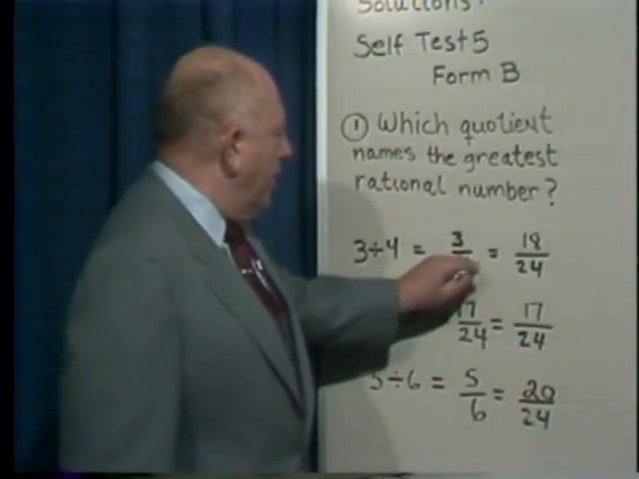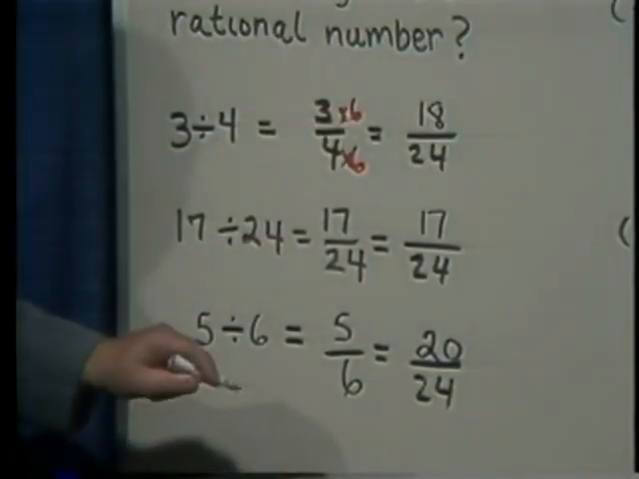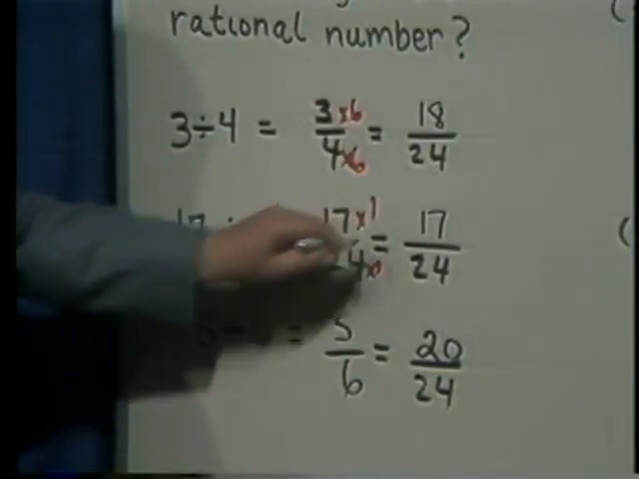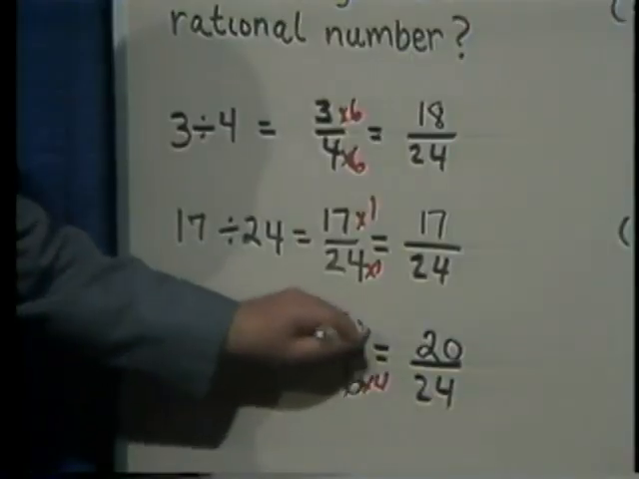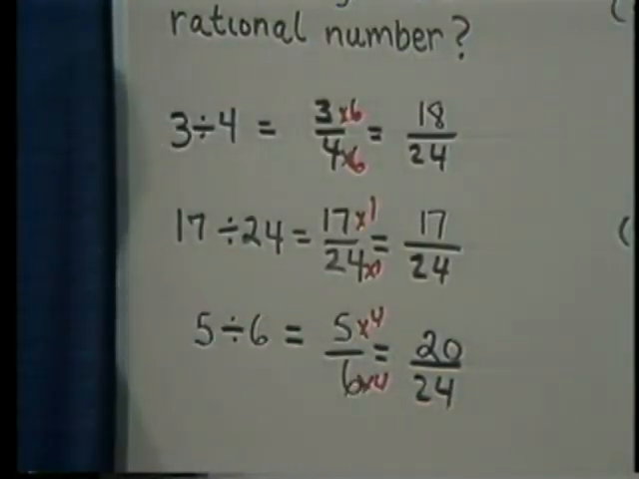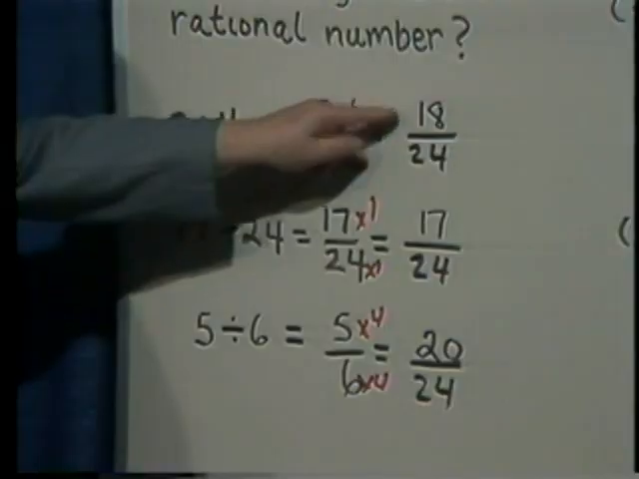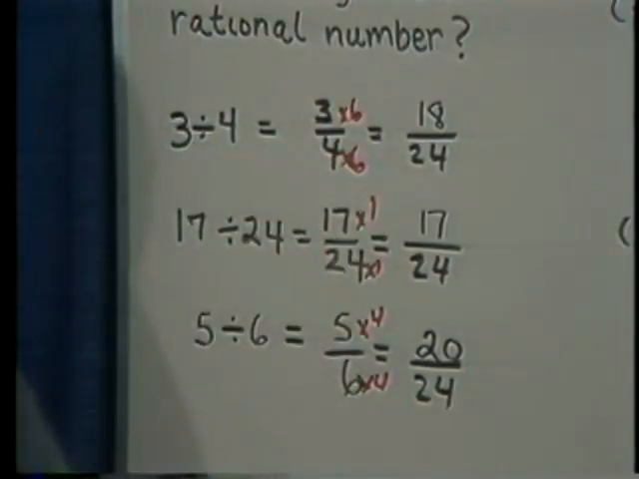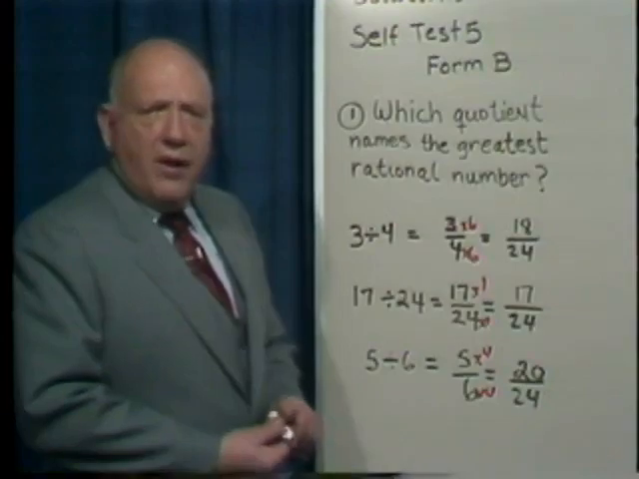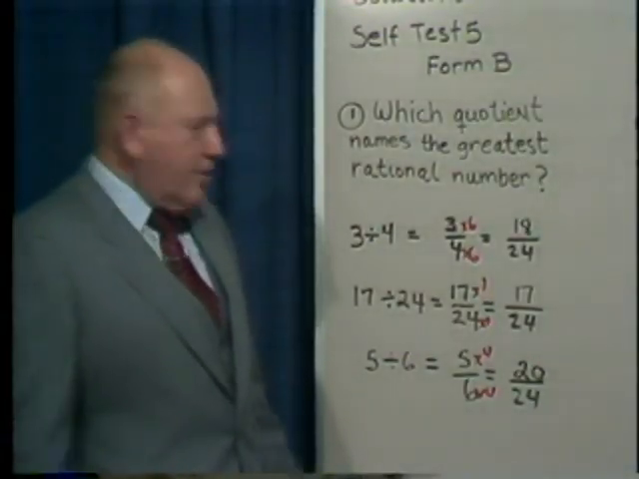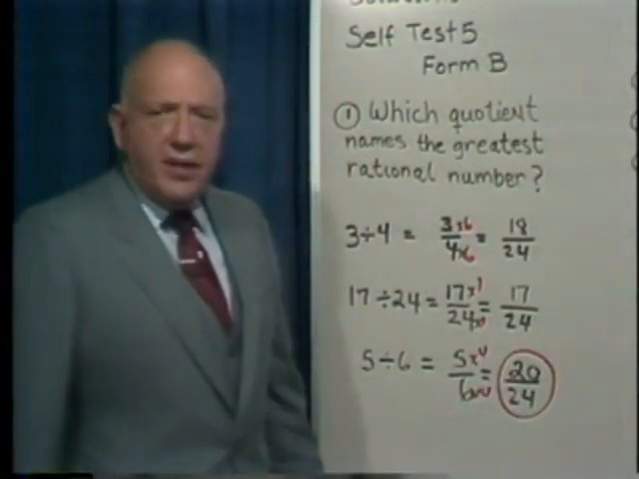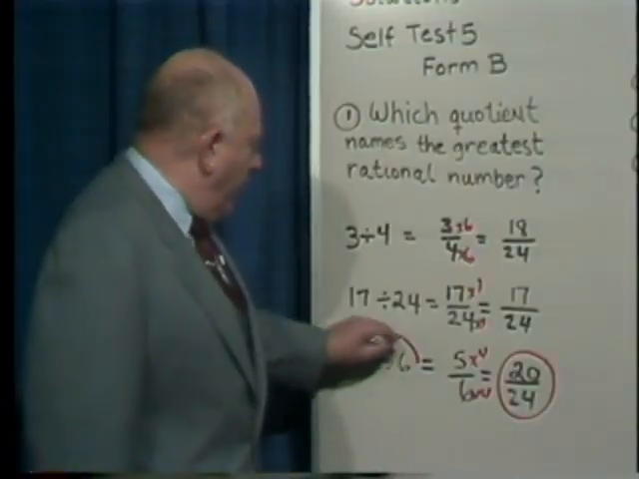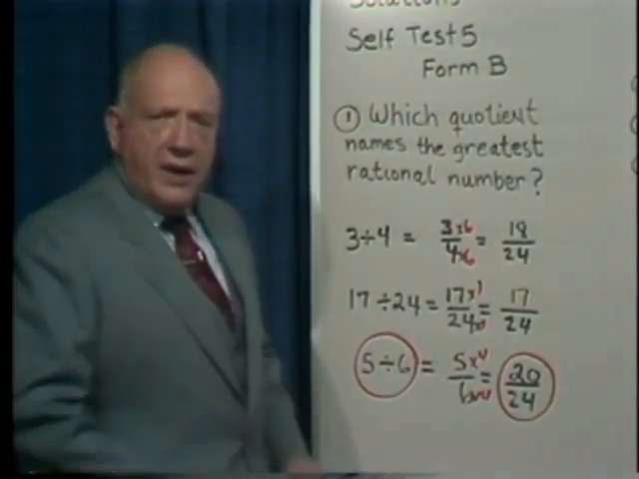4 goes into 24 6 times. 3 times 6 is 18. 24 goes into 24 once. 17 times 1 is 17. 6 goes into 24 4 times. 5 times 4 is 20. So the three ratios are 18 24ths, 17 24ths, and 20 24ths. And when the denominators are the same, the greater numerator names the greater number. So therefore, since this is the greater numerator, this is the greater fraction, and therefore 5/6 is the biggest ratio.